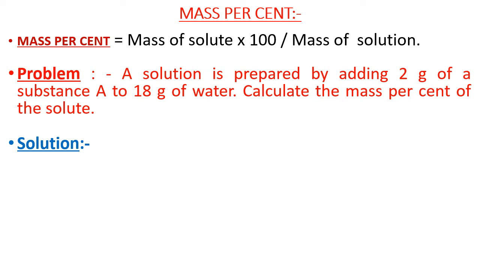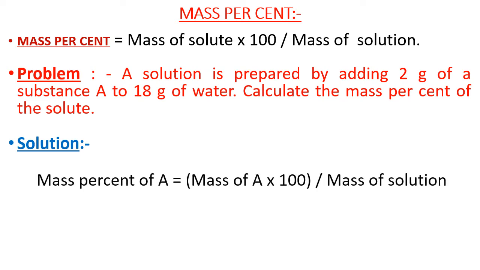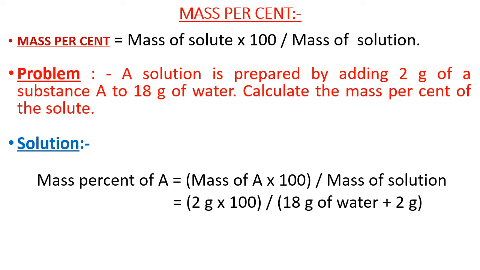Solution for this problem is mass percent of A is equal to mass of A into 100 divided by mass of the solution, which is equal to mass of A, 2 gram, into 100 divided by mass of solution. Mass of solution is mass of solute plus mass of solvent, that is 18 gram of water plus 2 gram, which finally becomes equal to 10%, which is the mass percent of the solute.